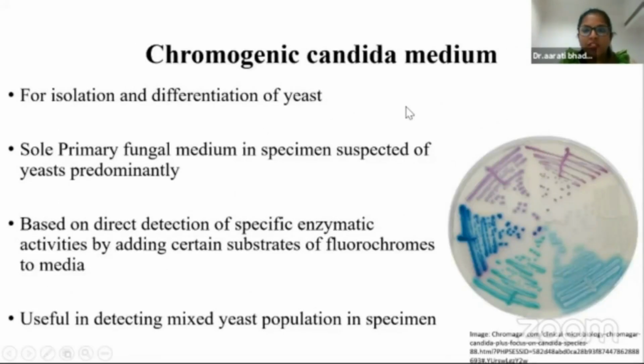First, chromogenic Candida medium. This is used for isolation and differentiation of yeast. It can be used as a sole primary fungal medium if specimens are suspected of yeast predominantly. It is based on the direct detection of specific enzyme activities by adding certain substances or fluorochromes to the media. So different species will give different colors in this chromogenic medium. It can be used as a primary fungal medium for yeast suspected specimens. Also, it can be used for detecting a mixed yeast population.